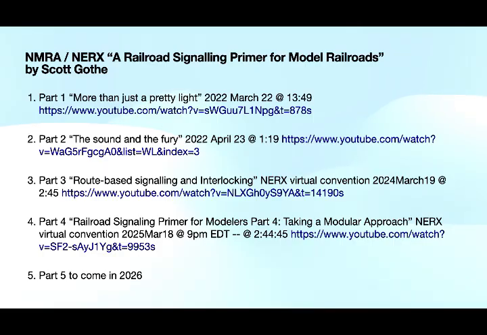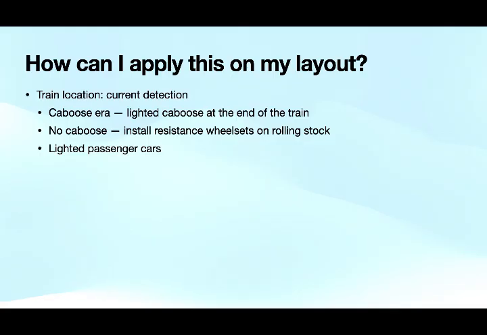Let's see, Part 3, route-based signaling and interlocking. Part 4 was done this year, taking a modular approach. So he talks about putting signaling on modules that one takes to train shows. Well, how can I apply this on my layout?